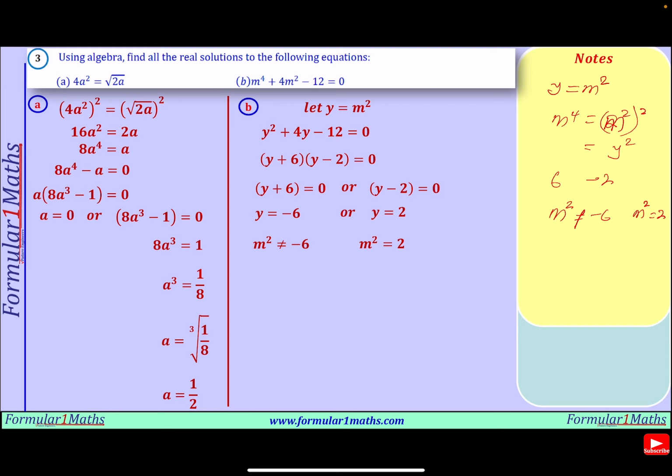And then we find the square root of 2 to get m. So we're going to get plus root 2 or minus root 2. And so that's the answer for question 3.